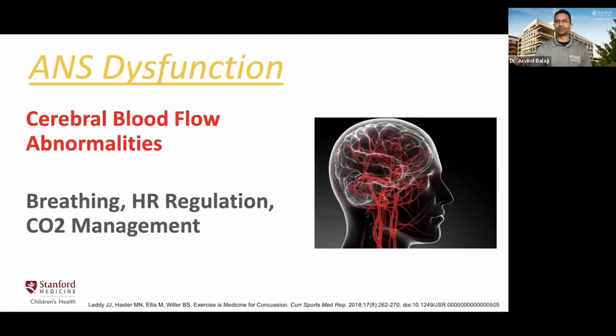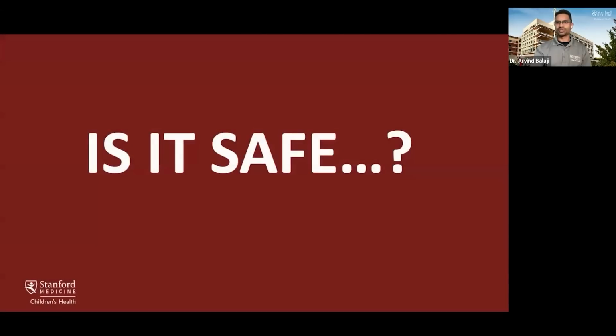So we know that the autonomic nervous system is responsible for these important mechanisms, which include breathing, heart rate regulation, and, as I already mentioned, carbon dioxide. So one might want to ask the question: these are such critical and important parts of how the autonomic nervous system manages normal function of the brain. So is it even safe for patients who are concussed to exercise?